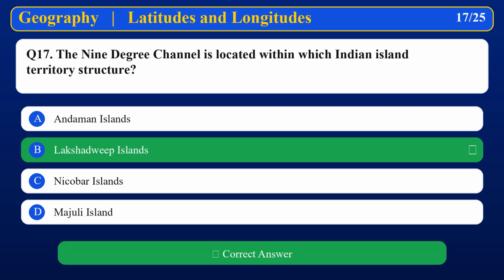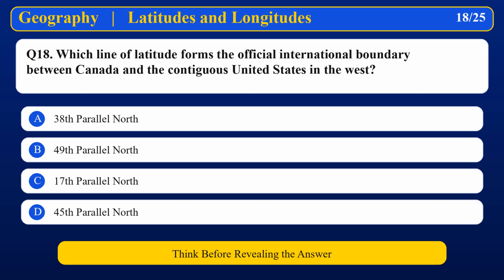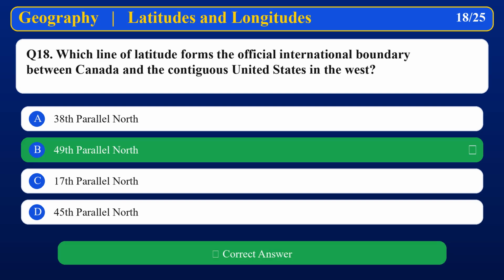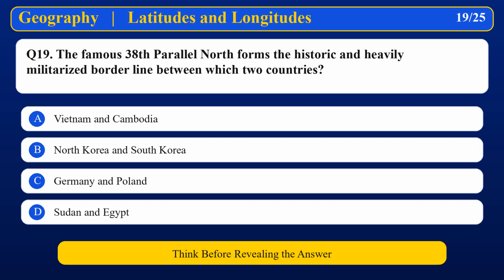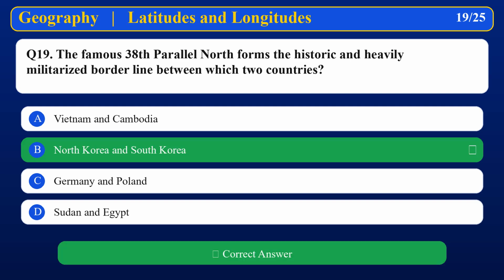Lakshadweep Islands. Which line of latitude forms the official international boundary between Canada and the contiguous United States in the west? 49th parallel north. The famous 38th parallel north forms the historic and heavily militarized border line between which two countries? North Korea and South Korea.